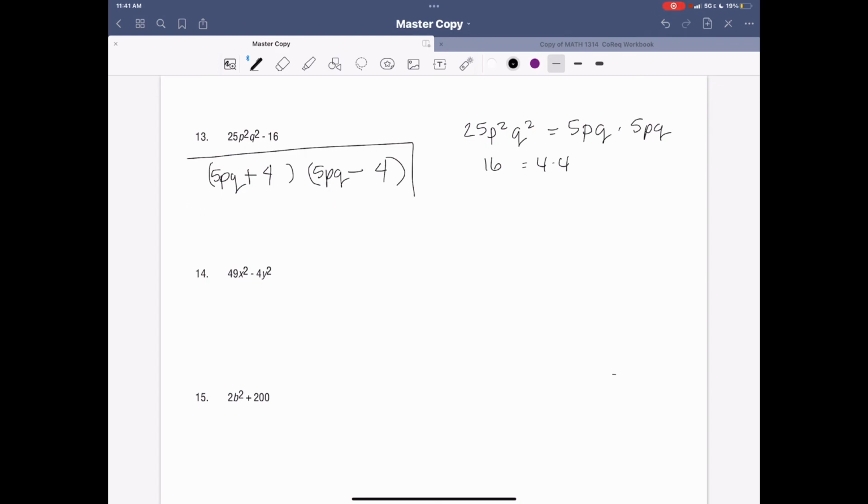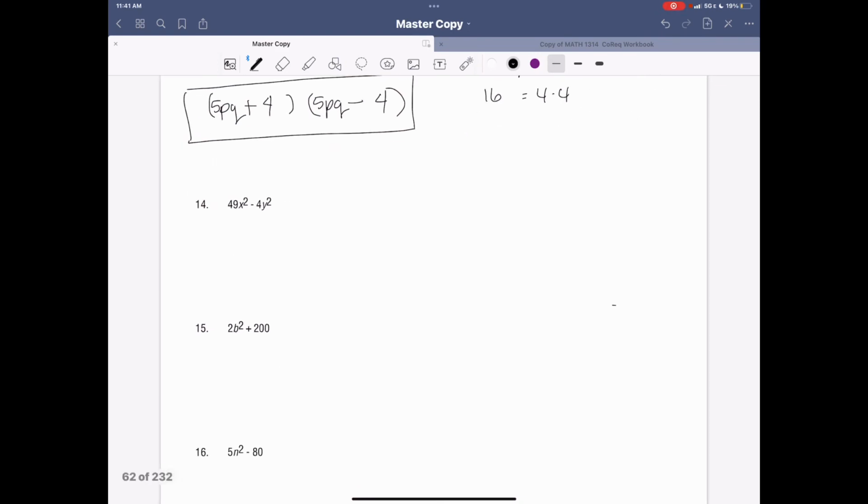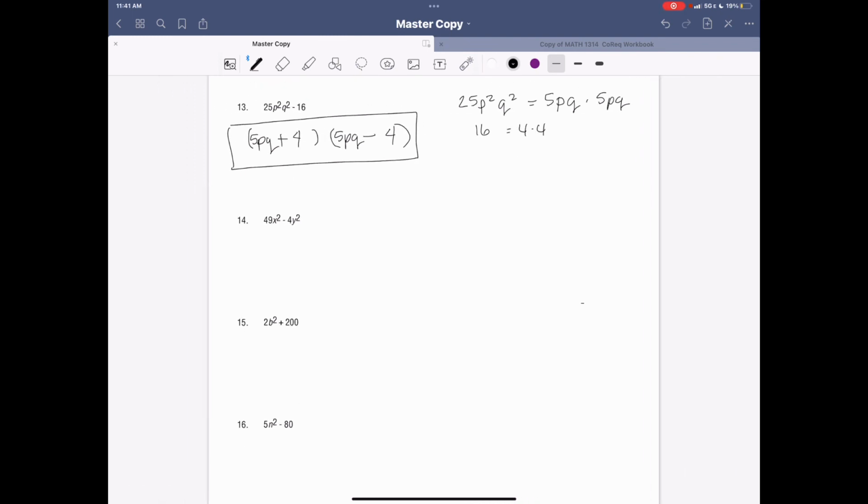I also want to do, we're going to do the rest of these. So I have 49x squared, so that's 7x times 7x. And then I have 4y squared, 2y times 2y. I set up my linear factors. One's positive, one's negative, so they're opposite signs.